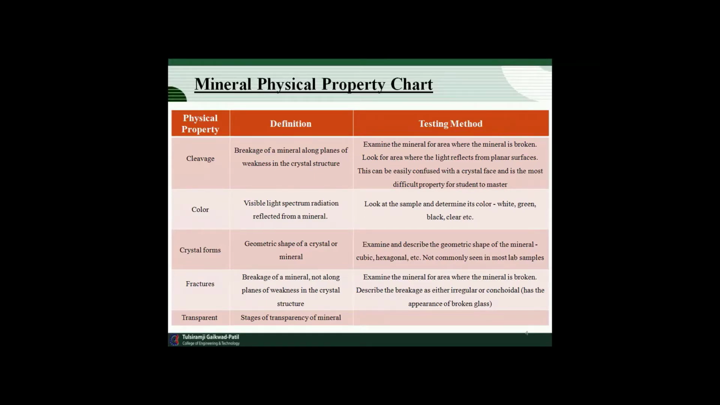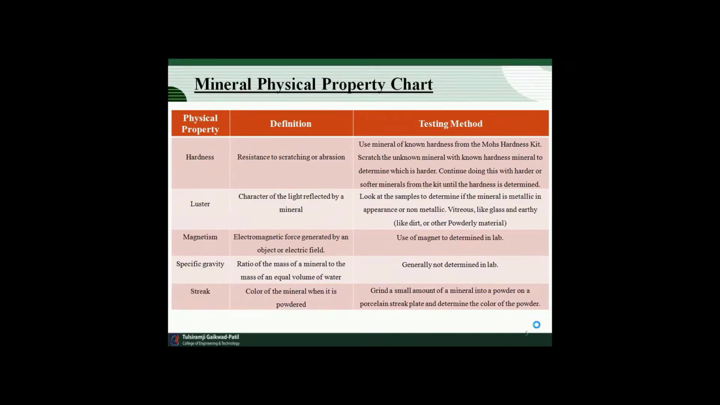Next physical property is fracture, defined as breakage of a mineral not along planes of weakness in the crystal structure. For testing, examine the mineral for areas where the mineral is broken. Describe the breakage as either irregular or conchoidal. Conchoidal means it has the appearance of broken glass. Next physical property is transparency. It is defined as the degree of transparency of a mineral. We can test this by visually identifying this mineral.